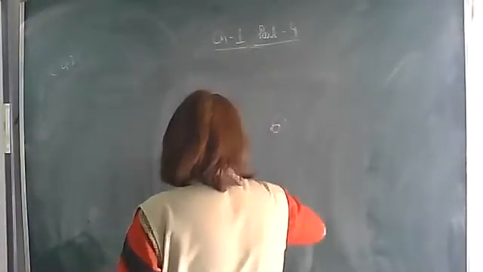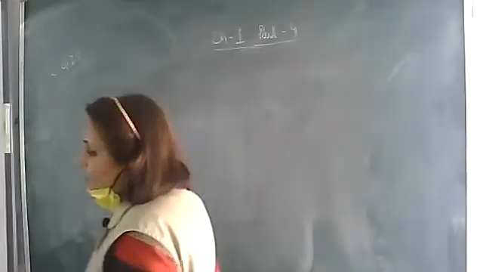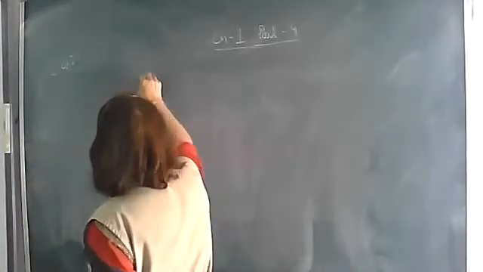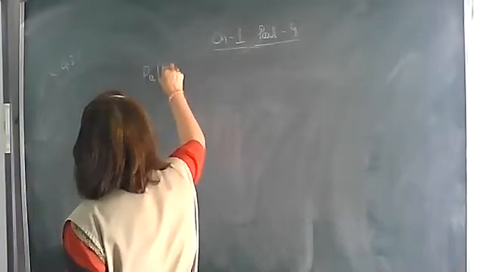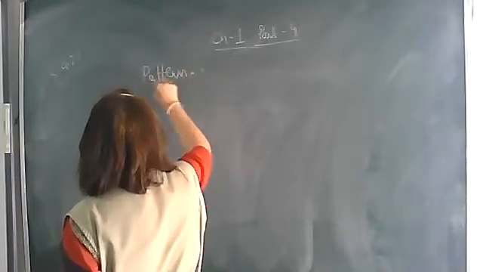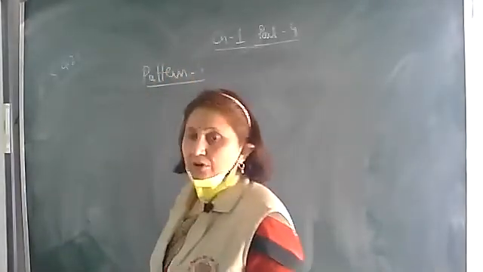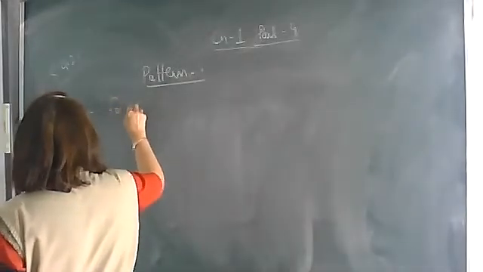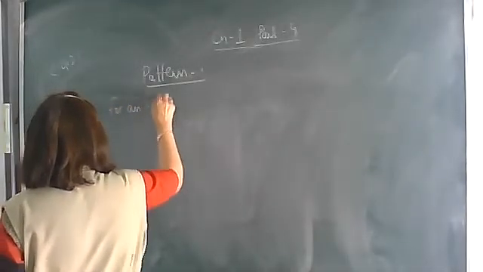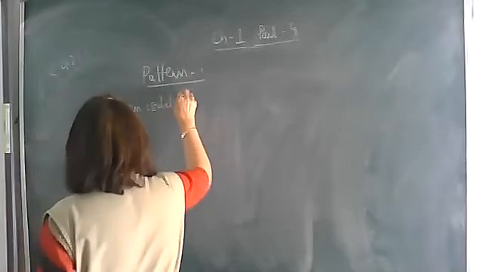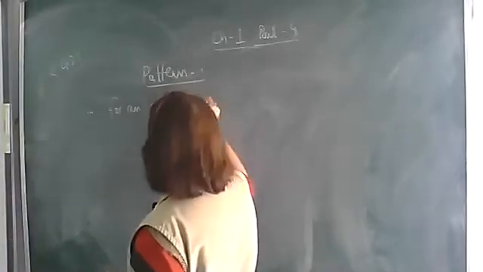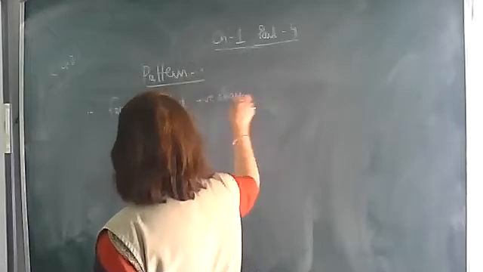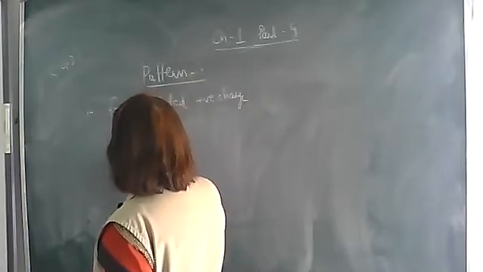Okay, based on these properties, we'll draw the pattern of electric lines of forces for a few point charges. First, for an isolated positive charge. Isolated means there is no negative charge close to it. Let there be a positive charge plus Q.